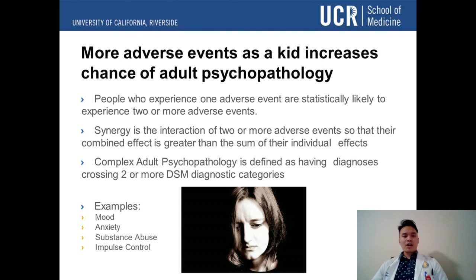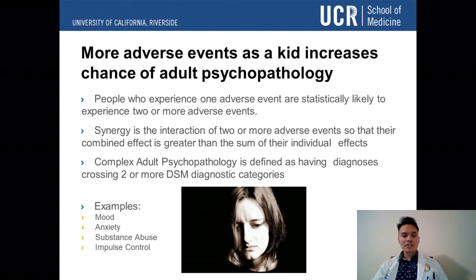What we found was that more adverse events as a kid increases the chance of adult psychopathology. People who experience one adverse event are statistically likely to experience 2 or more. And when they have 2 or more adverse events, there begins this synergy. Synergy is basically when the combined effect of 2 or more adverse events becomes greater than the sum of their individual effects. It's almost as if the 2 adverse events build upon each other.